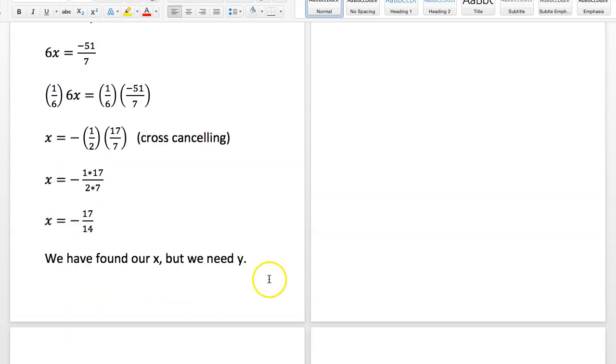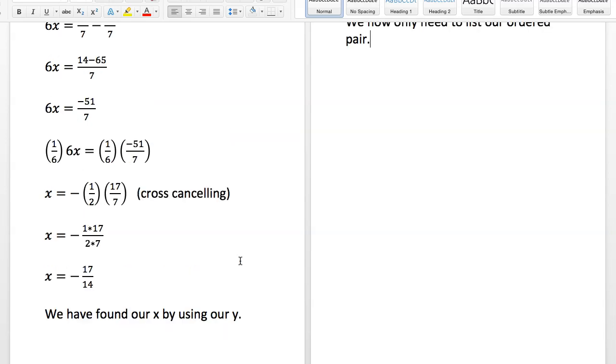Now, we found our x, oops, but we don't need our y. We found our x. We're actually done. And I was wrong when I said this down here earlier, so sorry, but actually, we don't need to find our y. We found our x by using our y. Sorry, guys, by using our y. We don't need to find anything. We now only need to list our ordered pair.